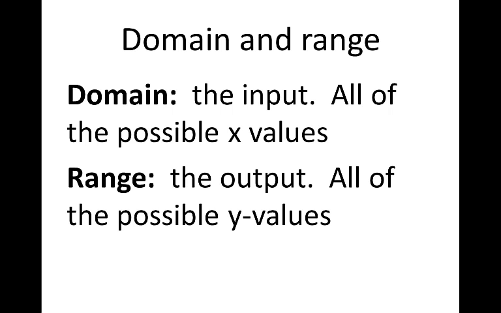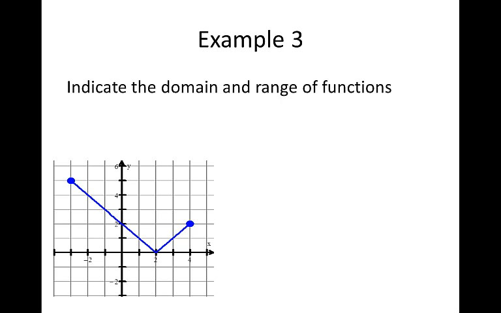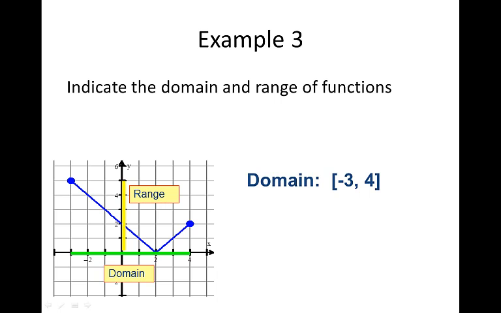Okay, domain and range. So domain is the input, sometimes just the x values. The range, the output, all the y values. So graphically, the domain and range of this is going to be what? So what are the set of all the x values? So that's my domain. Everything from -3 all the way up to 4 is the domain. What about the range? You look at the smallest y value and go up to the biggest y value. Smallest one is down here at 0, and it goes all the way up to 5. So the range is from 0 to 5.